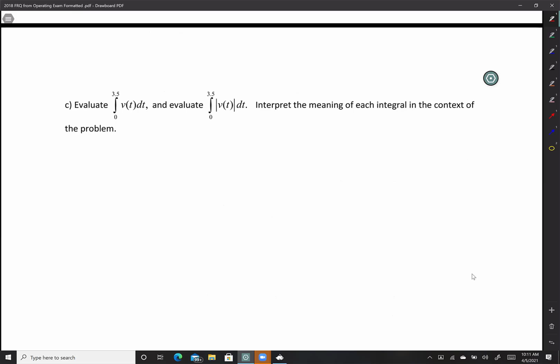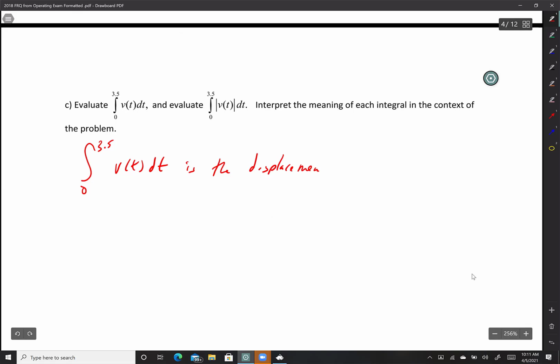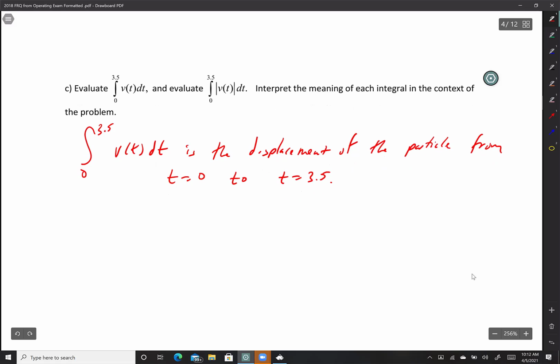So I'm going to go ahead and first do this. The integral from 0 to 3.5 of v of t is the displacement of the particle from t equals 0 to t equals 3.5. And that's it for that one.